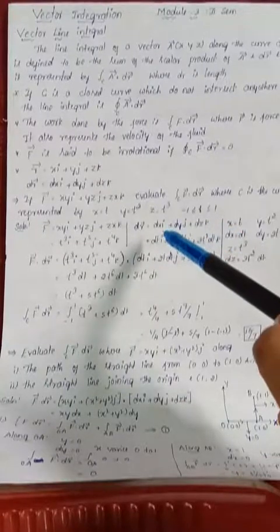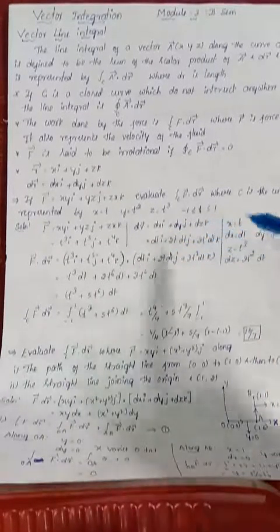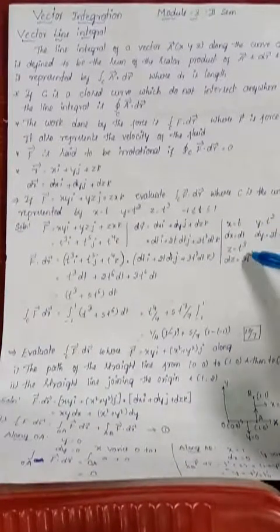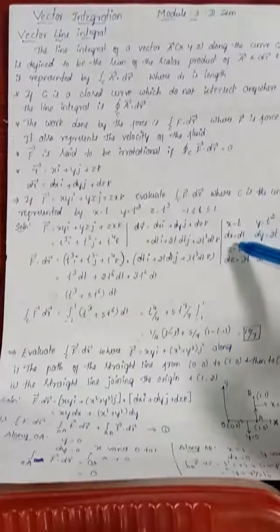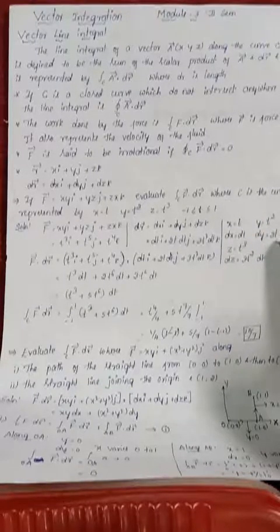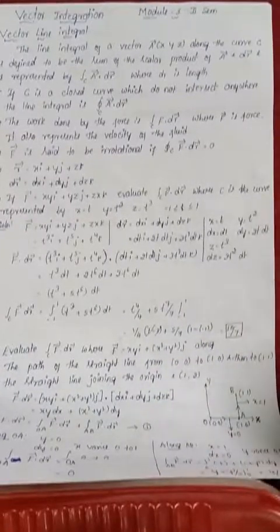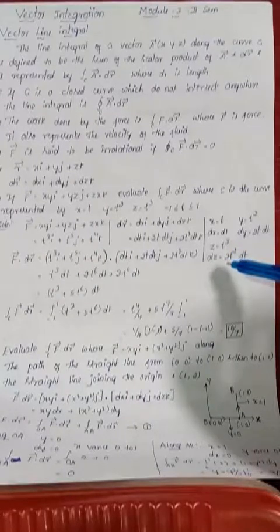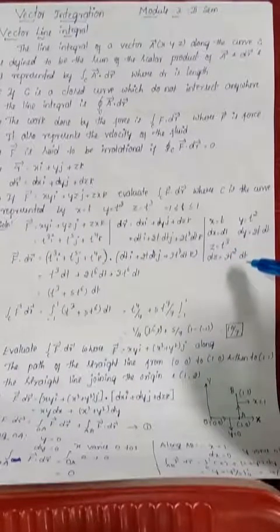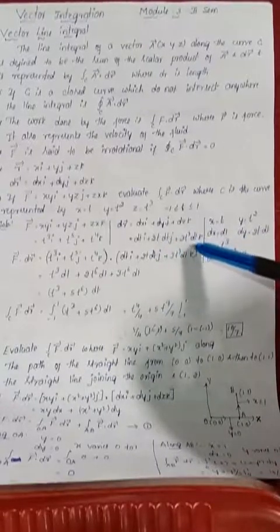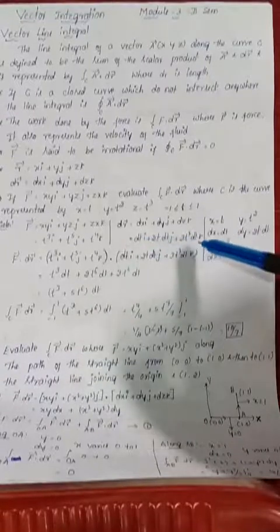So we find the derivatives dx, dy, dz. Here x is equal to t, y is equal to t square, z is equal to t cube. Differentiate with respect to t: dx is dt. dy, t square differentiation is 2t dt. Here z is equal to t cube, differentiate with respect to t, dz is equal to 3t square dt. Substitute dx, dy and dz. So we get F dot dr in terms of t.